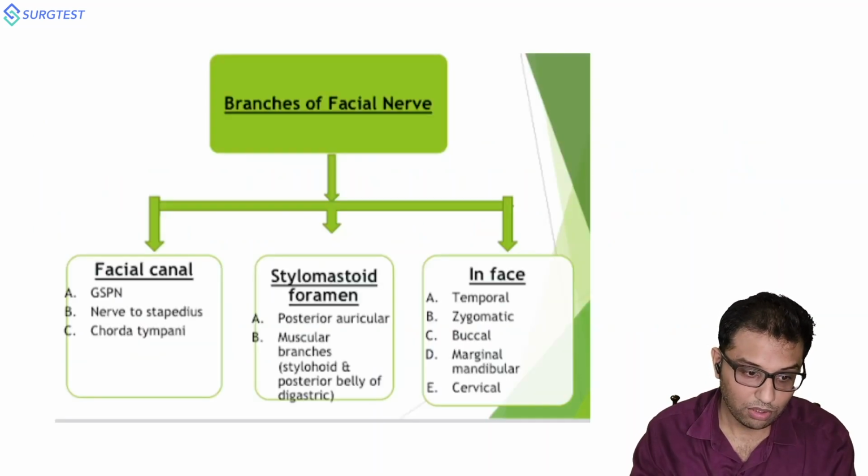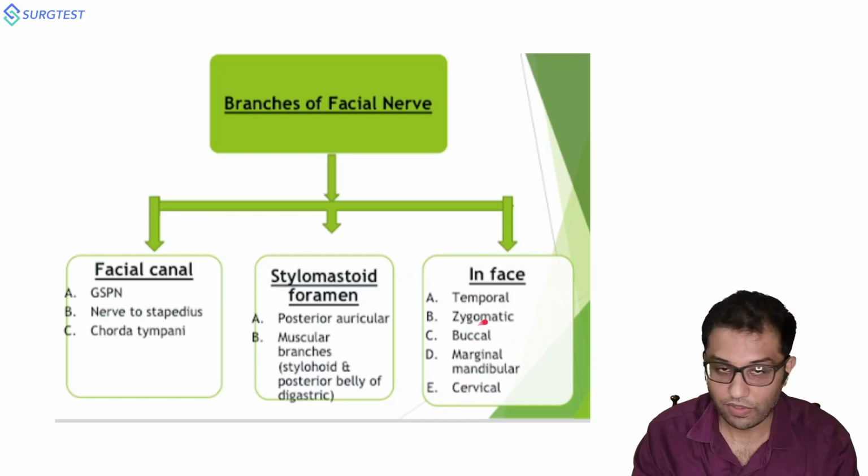So coming to the branches of the facial nerve, within the facial canal, as I told, there is a branch called the greater superficial petrosal nerve. Then from the vertical segment, two branches are there: the nerve to stapedius and the chorda tympani nerve. After it, in the stylomastoid foramen, it will send one posterior auricular branch and then muscular branches to the stylohyoid and the posterior belly of digastric. In the face, the branches are temporal, zygomatic, buccal, marginal mandibular, and cervical branches.